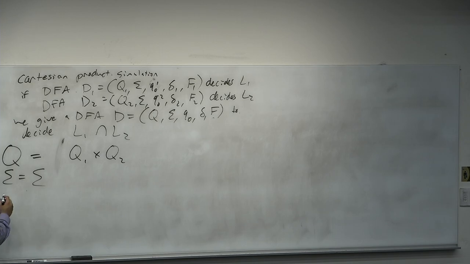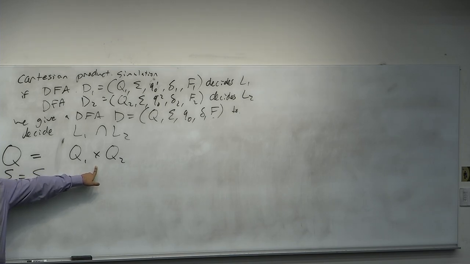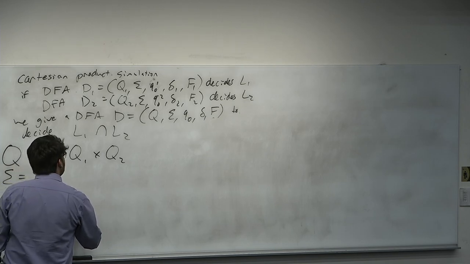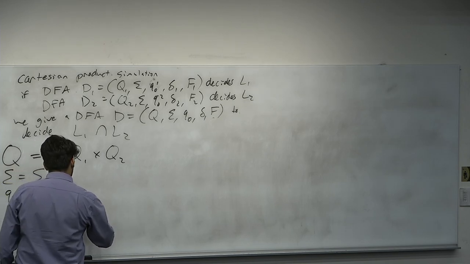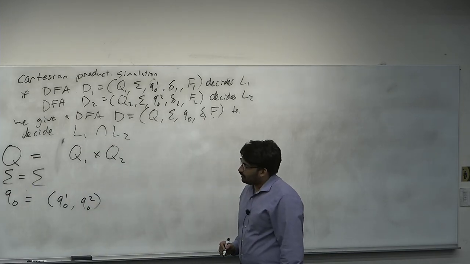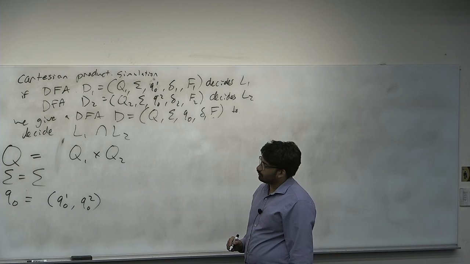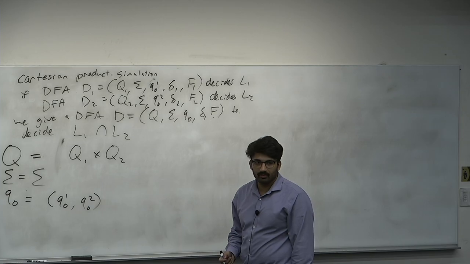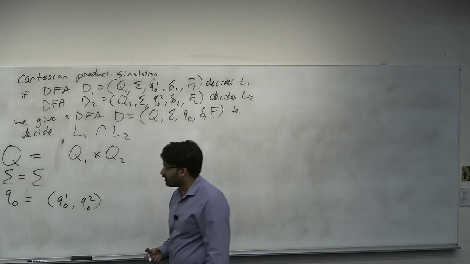Now, what's our start state going to be then? It's going to be Q0_1, Q0_2, representing the element of Q1 times Q2, which is the start states of both of them. So we're going to start in both DFAs simultaneously. Again, the formal definition is always slightly complicated, but we'll do an example as well. It'll make obvious how this one DFA does two things at once.